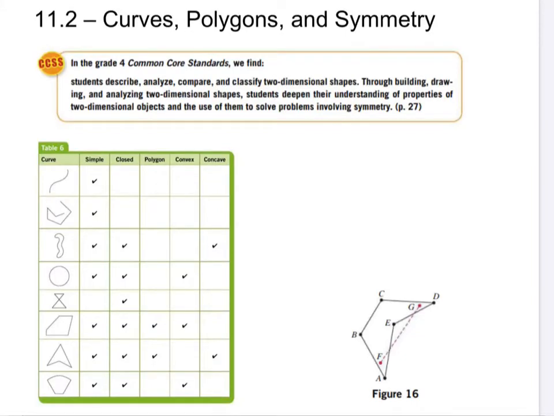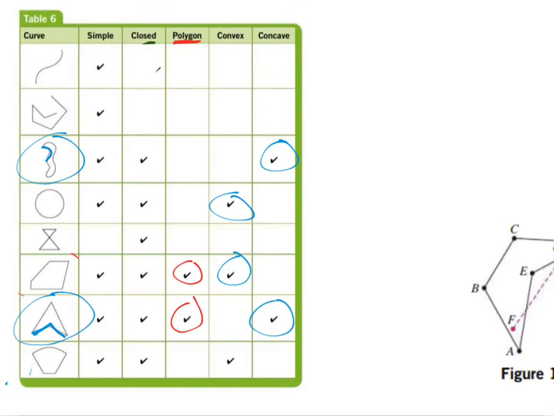Okay, so we started. Oh, we already did some of this, didn't we? We talked about the different shapes, simple and closed, and what a polygon is. Remember? We've been over this. What is the definition of a polygon? Generally, what is a polygon in general?